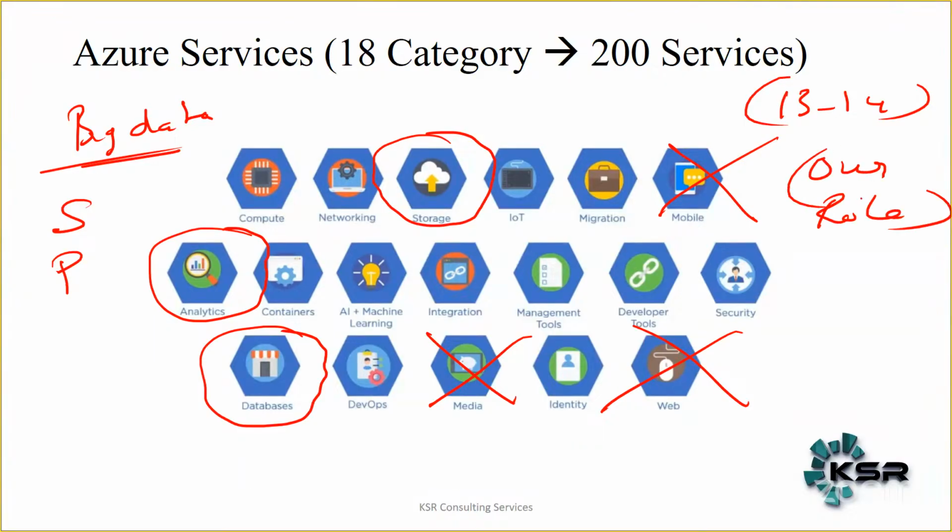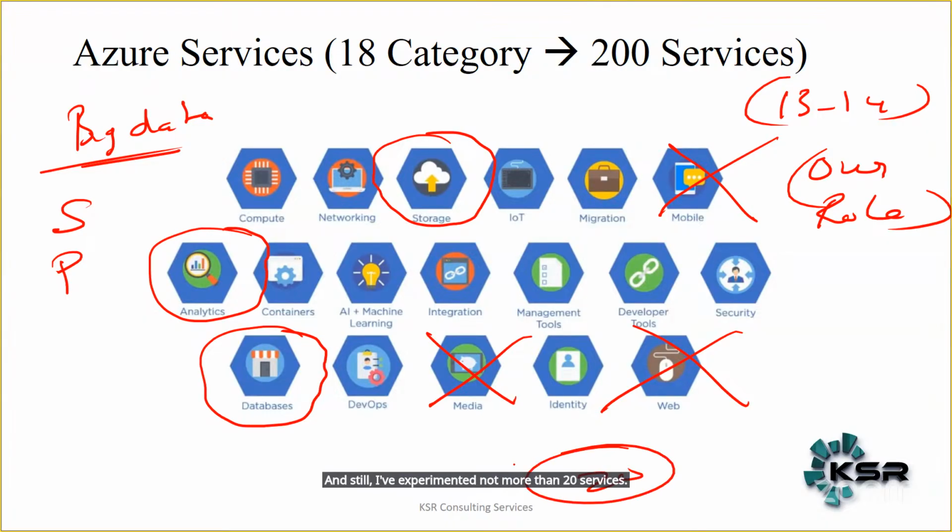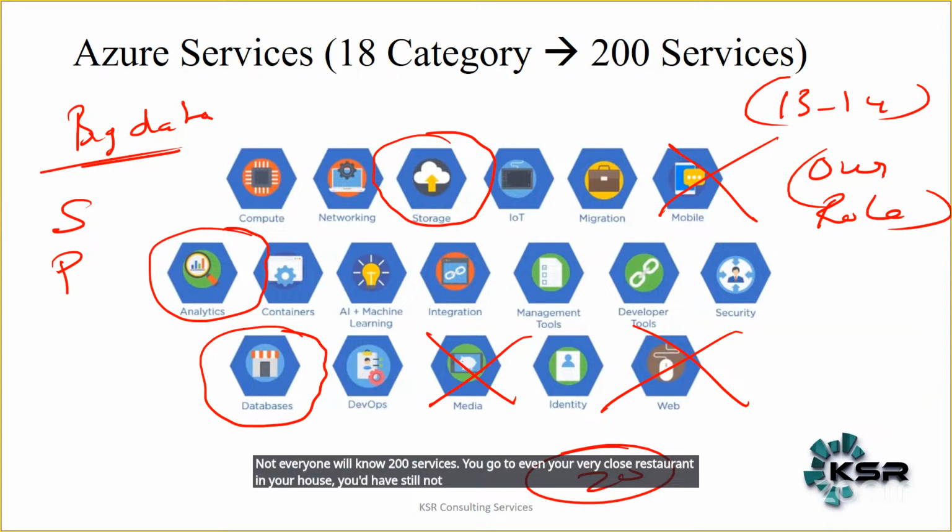Okay, our role. I have been using Azure for almost 10 years and still I have experimented with not more than 20 services, because it depends on your usage. Not everyone will know 200 services. You go to even your very close restaurant in your house, you would have still not tasted all the 200 items on the menu card. That's how it is, right?